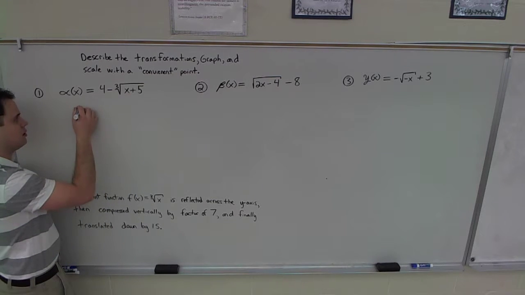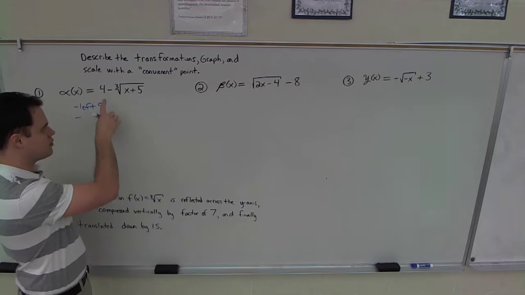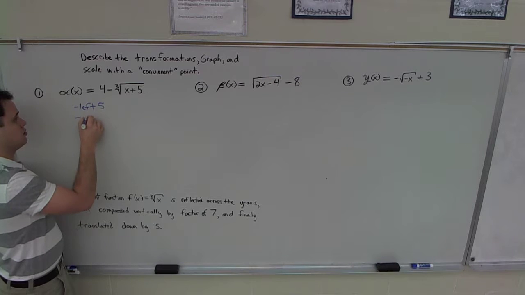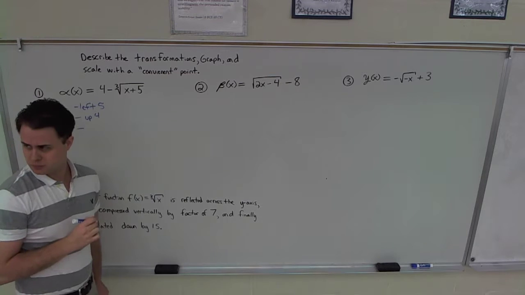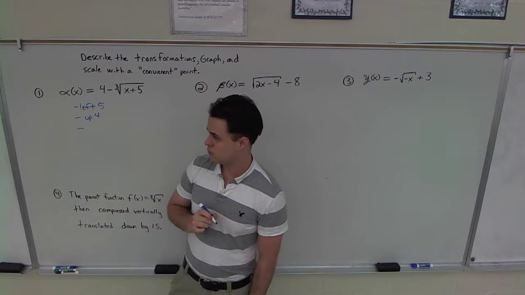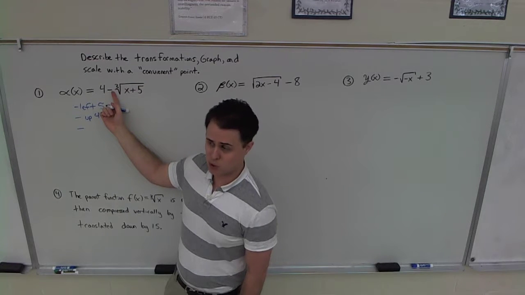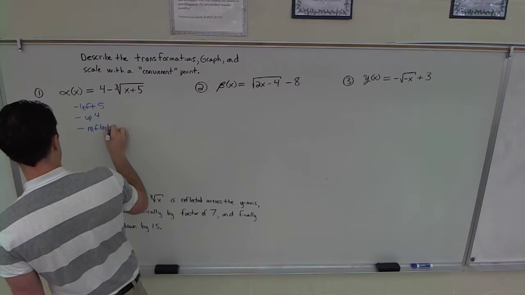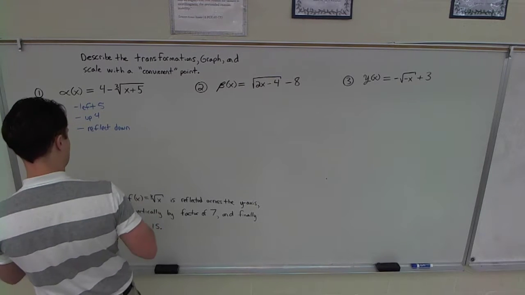Inside plus 5 is going to be left 5, yep. What else? Up by 4, even if it's in front? It's not multiplied, right? So it's not a stretch or compression. So this is up 4. Anything else? This is going to be a reflection, right? Reflection up or down since it's outside. So we're going to say reflected down across the x-axis, something like that. Cool. All right, so let's graph it.